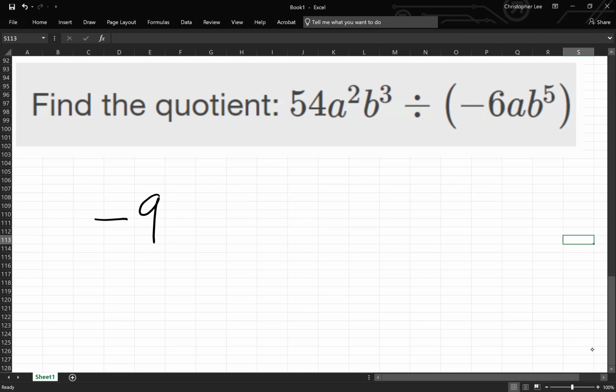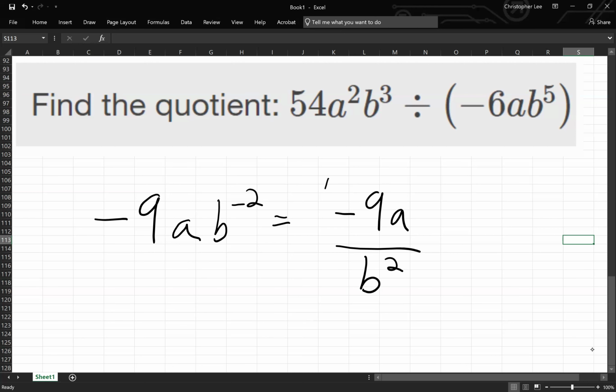So -9. A squared divided by A is A to the 1 power. B cubed divided by B to the 5th is B to the -2 power. Well, remember, it's illegal for me to have negative exponents, so this becomes -9A over B squared. That's my final answer. Nothing crazy there, right? Same old, same old.